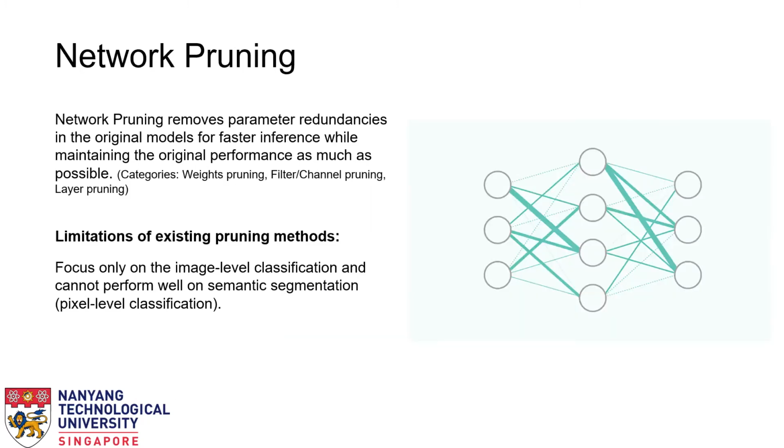To solve the problems, one research direction became popular recently, that is network pruning. It aims to remove the model redundancy without losing too much of the original performance and achieve a faster inference. The demo is an example of pruning at the neuron level for a two-layer neural network. However, there are limitations of the existing pruning methods. That is, they focus only on image-level classification and they cannot perform well on the more challenging task, semantic segmentation, also known as pixel-level classification.